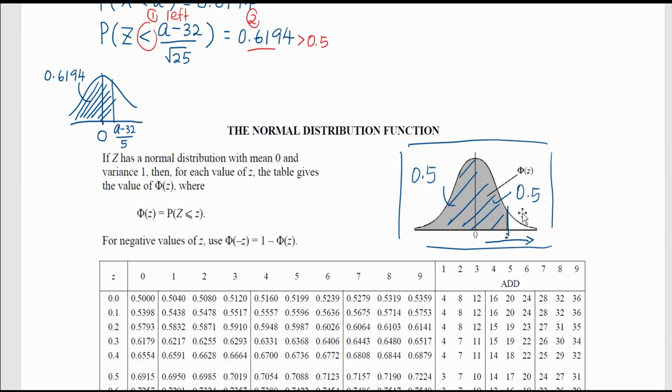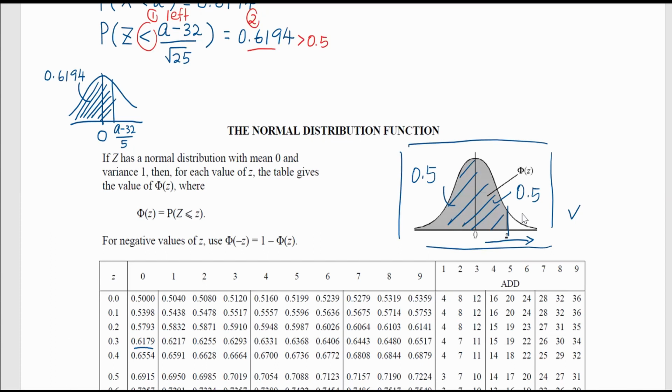Okay, now, when we have the probability of 0.6194, and you look at the sketch I am getting here, it is exactly the same as the table given. So we are trying to look for the probability 0.6194. And then we are not able to get 0.6194. We only managed to see 0.6179. All right, another value, 0.6217, which is greater than 0.6194.